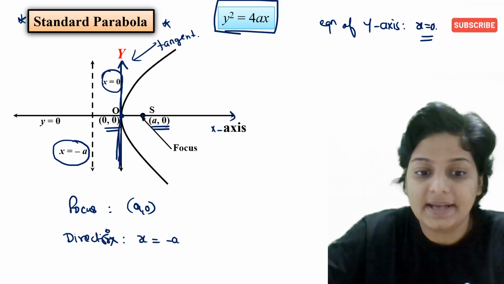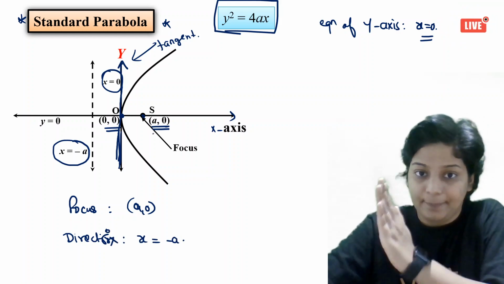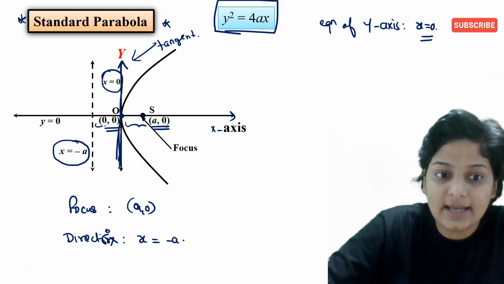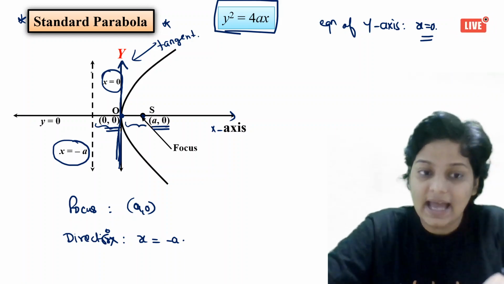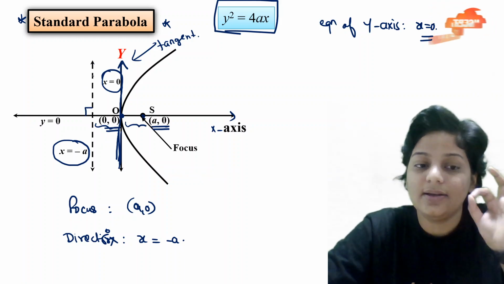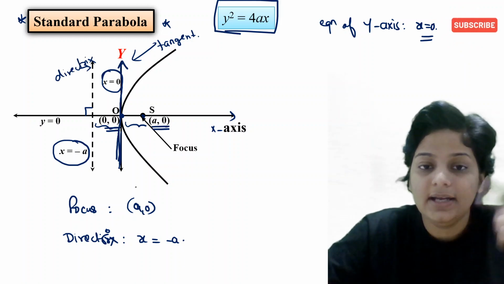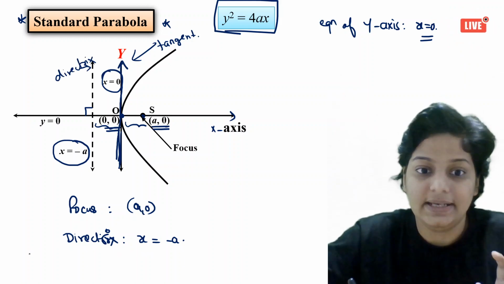x equal to minus a. So x equal to a. A जो है वो फोकस है एंड एग्जैक्टली उतने ही डिस्टेंस पे, at the same distance to the left we have a line perpendicular to the axis which is called as directrix, right? So that's your directrix x equal to minus a.